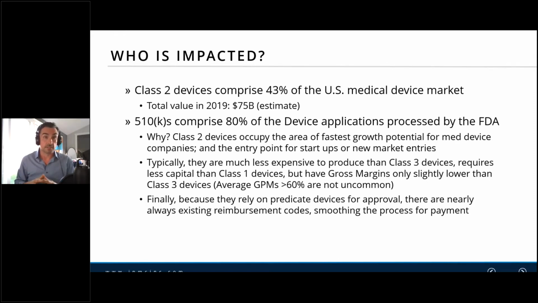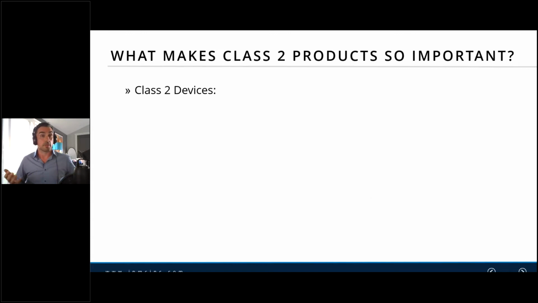So companies love class 2 devices, and I'm sure if you look at your own workload or at your own portfolio, you'll see a lot of potential 510Ks coming down the pike for your planning purposes moving forward. Furthermore, or finally rather, people like class 2 devices because there's a predicate device, and because there's a predicate device for class 2s, you're almost always guaranteed you're going to get paid putting these things on the market. So if something already exists on the market, that's already being reimbursed. There's an existing reimbursement code. It's much easier for you to get on the market, get reimbursed, and start generating revenue for your company.